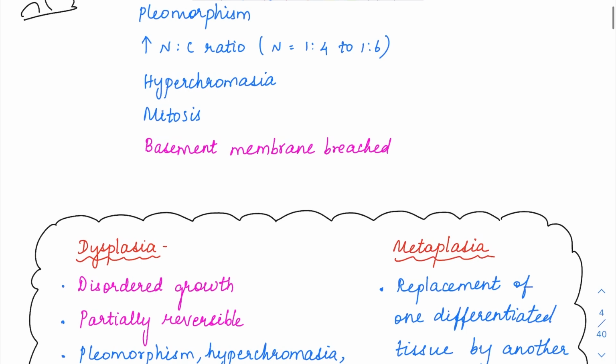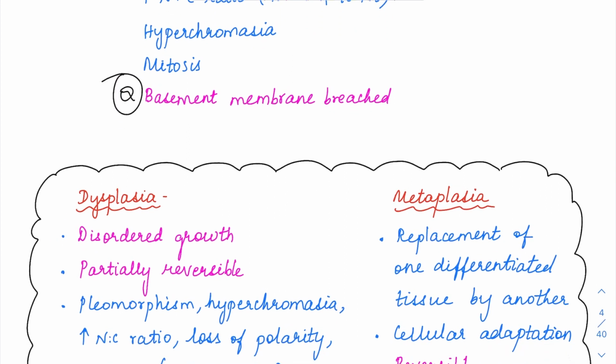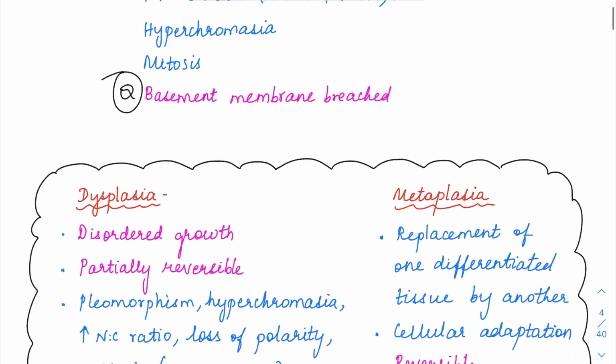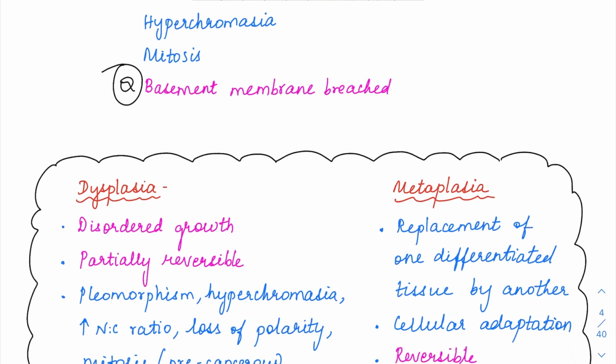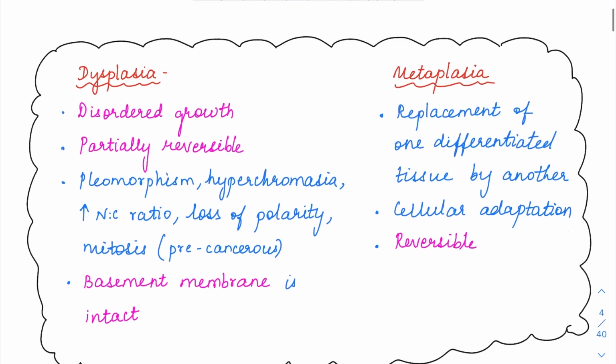The classical feature for defining it as a malignancy is a basement membrane breach. The basement membrane has to breach and the cells have to invade. Only then can you call it malignancy. If the basement membrane is not breached and the same features of lack of differentiation are there, you always call it a dysplasia, which is a partially reversible change. Dysplasia is basically disordered growth. Polarity is lost and hyperchromasia and all these things are there, but the basement membrane is intact in dysplasia and it is a partially reversible condition. As such, it is a pre-neoplastic, pre-cancerous condition.